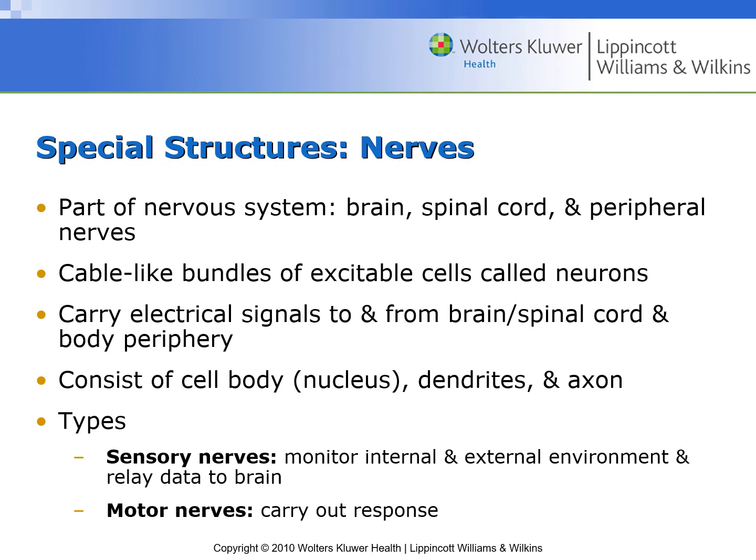Types of nervous tissue include sensory nerves, which monitor internal and external environment and relay that data to the brain, and motor neurons. These carry out a response.